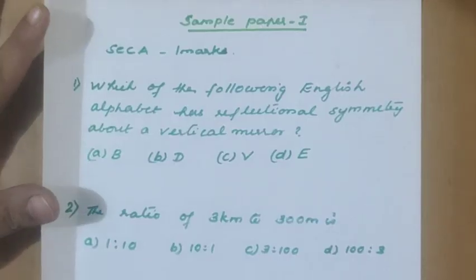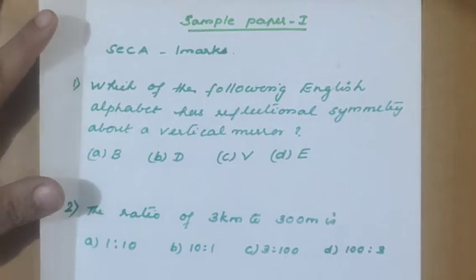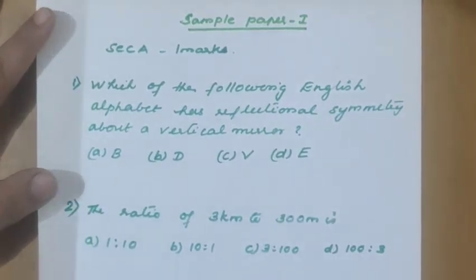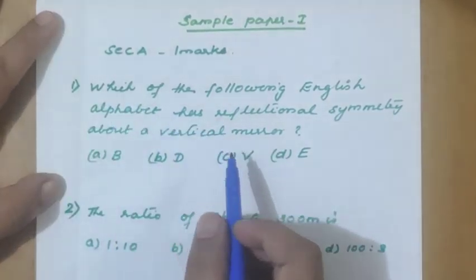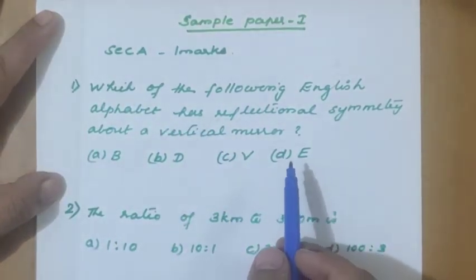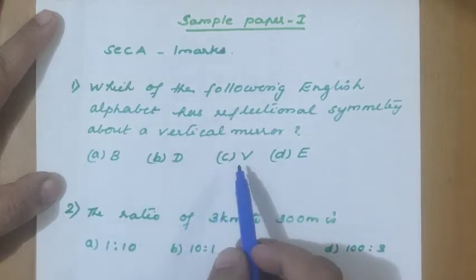Already we completed the portions, so we are doing the sample paper. We know that 4 sections will be there. Section A carries 1 mark. The first is section A. Which of the following English alphabet has reflectional symmetry about the vertical mirror?